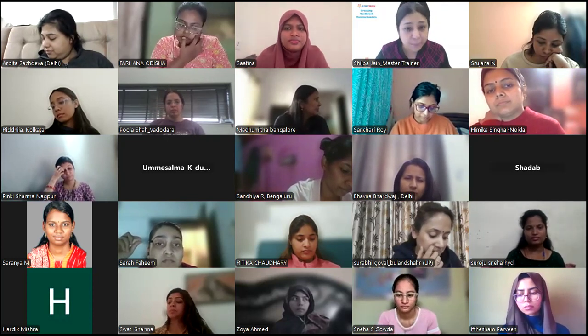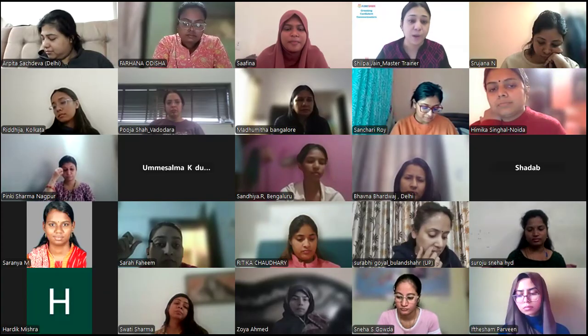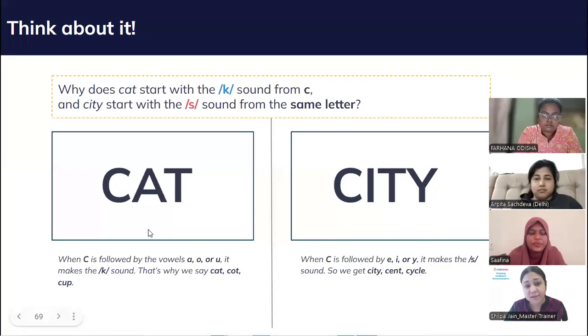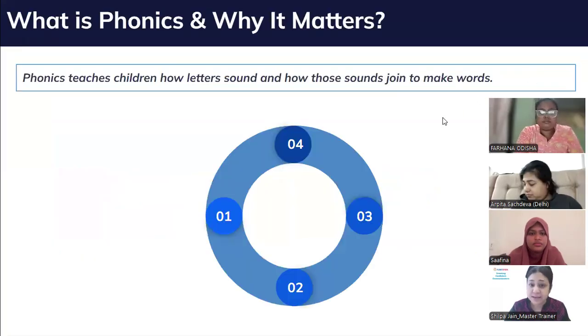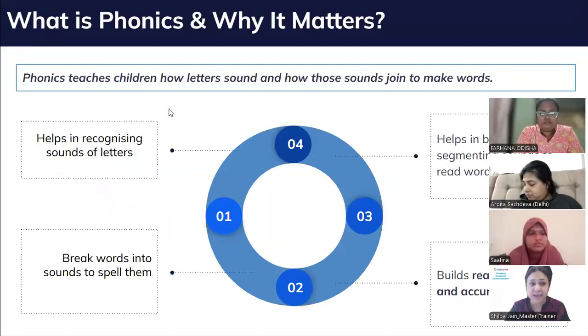So it is very important to build the phonic awareness of our learners. So we can tell them the simple rules: why here it is making the K sound and here it is making the S sound. They don't have to memorize anything.